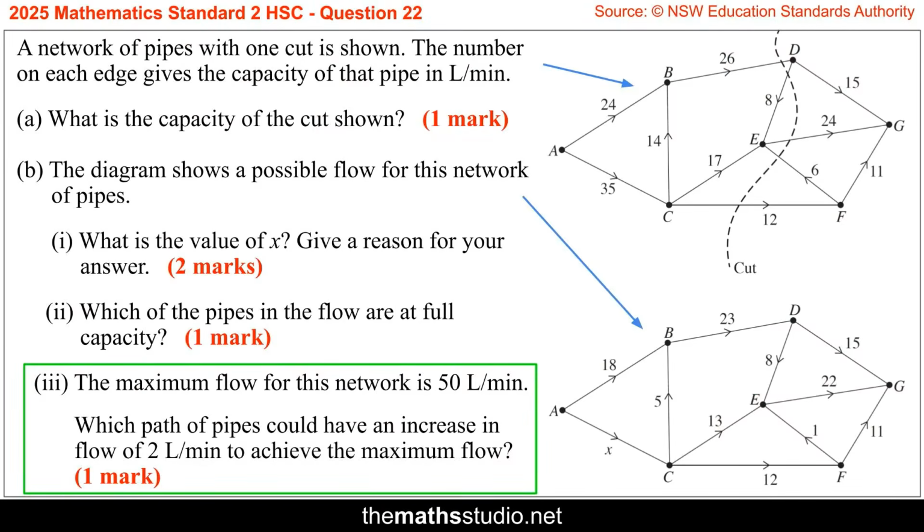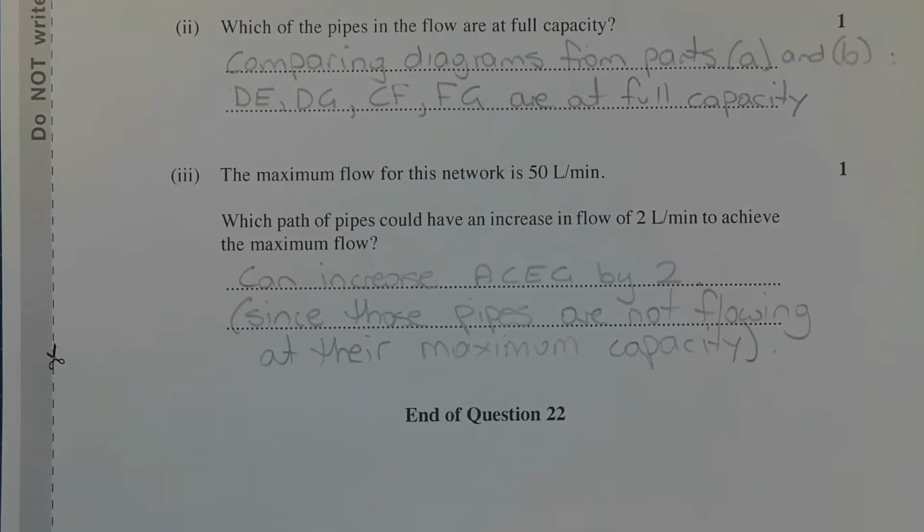Part 3. The maximum flow for this network is 50 litres per minute. Which path of pipes could have an increase in flow of 2 litres per minute to achieve the maximum flow? We can increase the flow through the pipes that make up path ACEG by 2, since those pipes are not flowing at their maximum capacity.